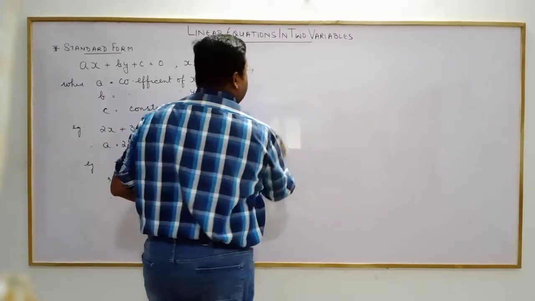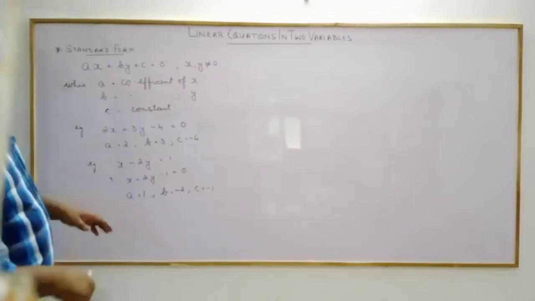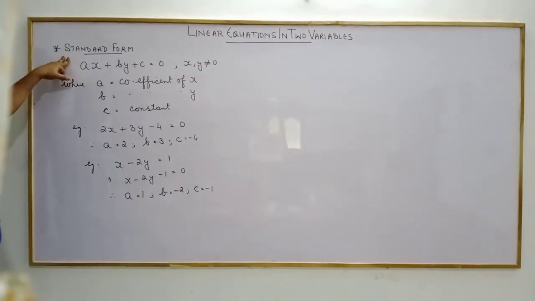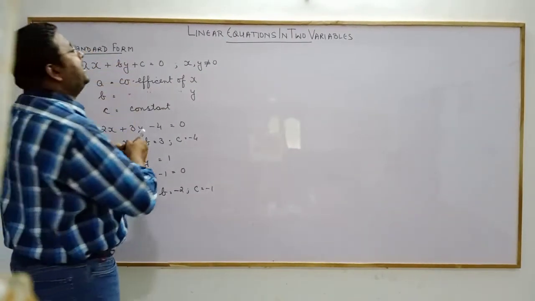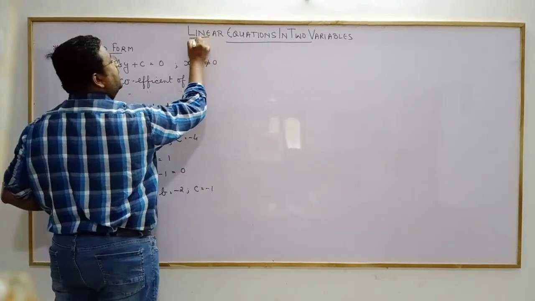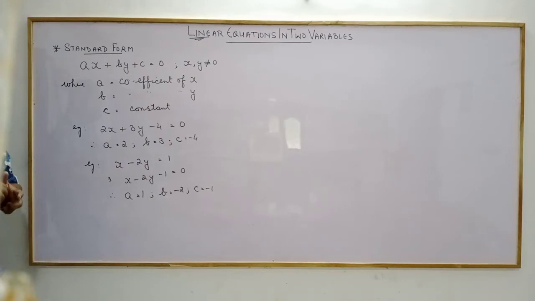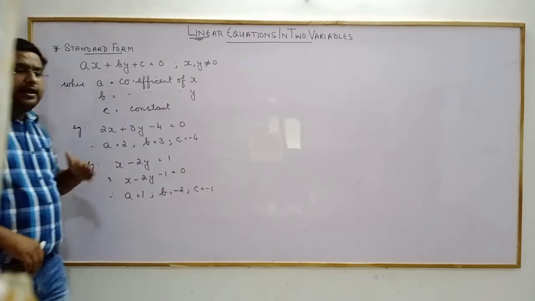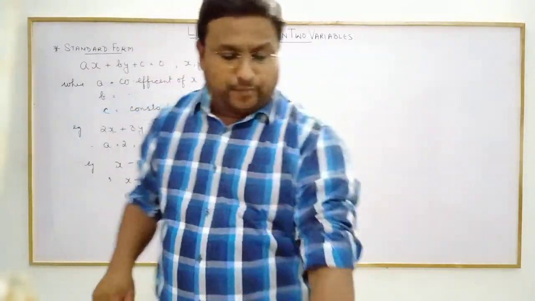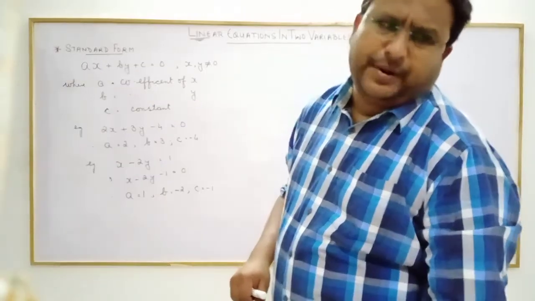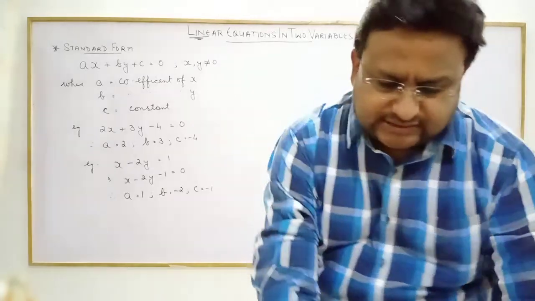Clear, students? Now, how do we represent this linear equation on a graph? Linear comes from the word line. Every linear equation is represented by a line. But today we will not discuss the graph. We will discuss the graph later on. We will discuss exercise 4.1. Very simple question. Exercise 4.1.